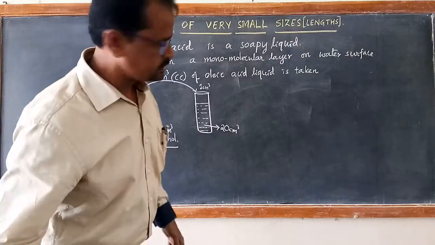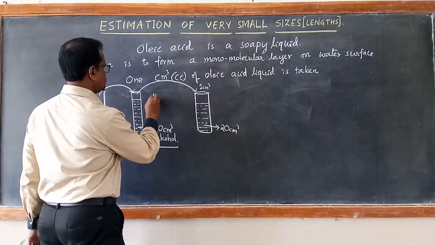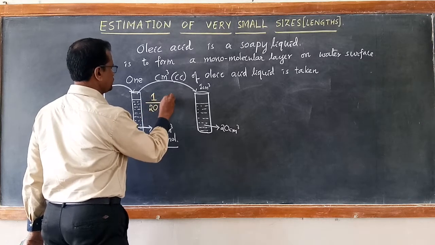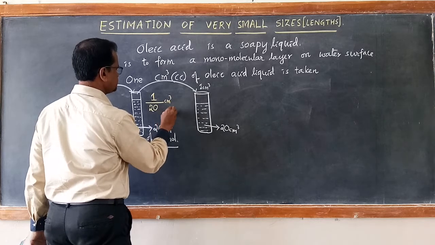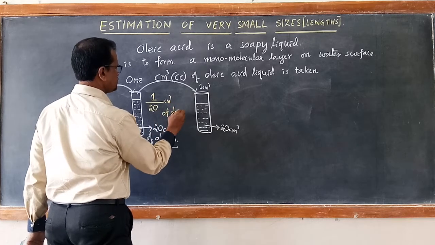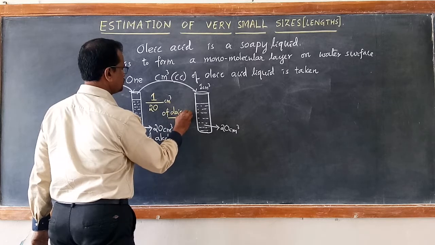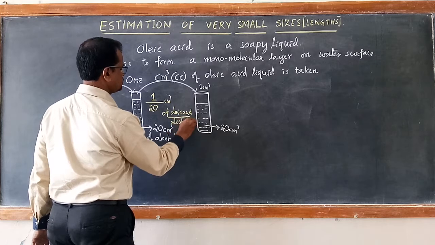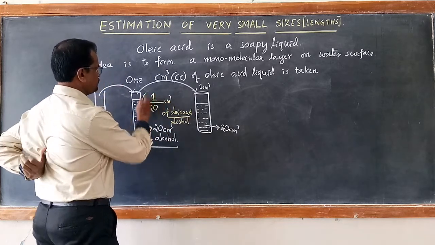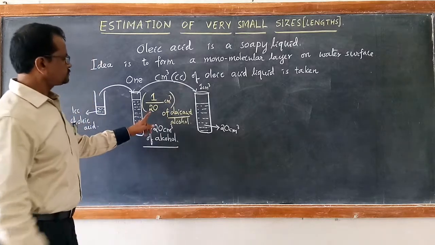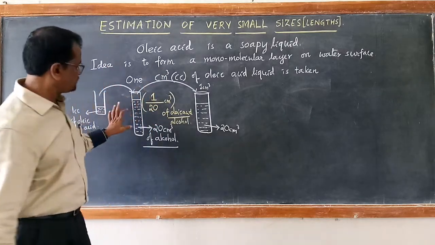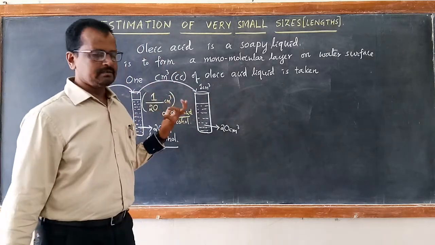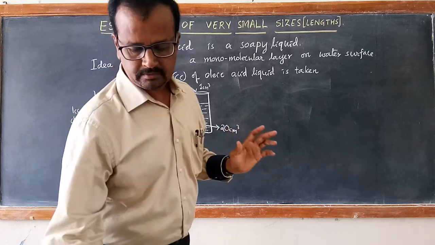What is the concentration of this solution here? 1 by 20 centimeter cube of oleic acid for alcohol. This is the concentration of oleic acid per alcohol. This 1 cc of this solution is added in this and thoroughly mixed. Then what is the total concentration now?